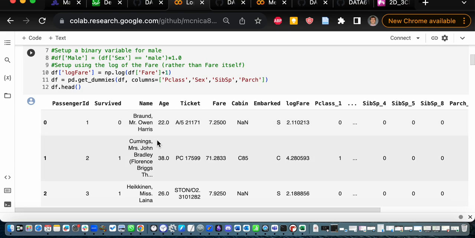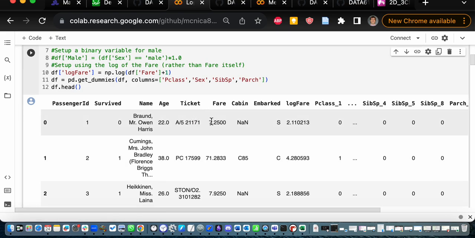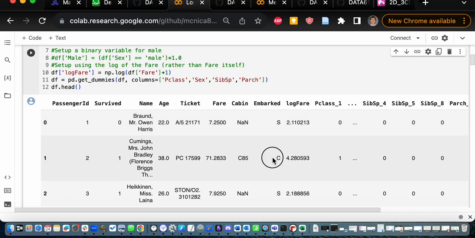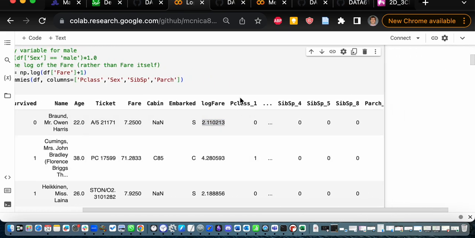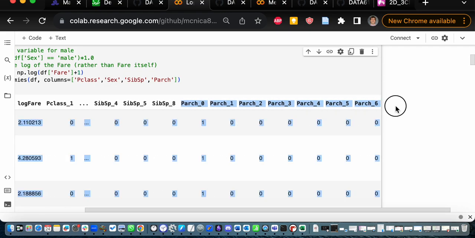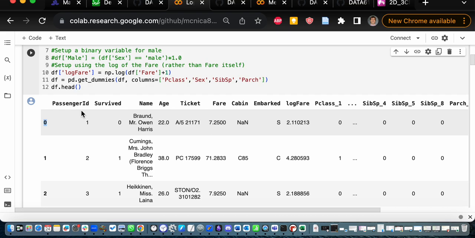So here is their name, their age, their ticket, their fare. This is how much money they paid. This is the cabin they were in. Some of them didn't have cabins, I guess. This is what city they got on. I calculated something called log fare, which is the log of how much money they paid. And this is what class they were in. So P class tells you were they first class, second class, or third class. And siblings is, did they have siblings or parents on the boat? Because apparently that matters. I guess if you were with your parents, you were more likely to survive than if you were just alone on the boat.